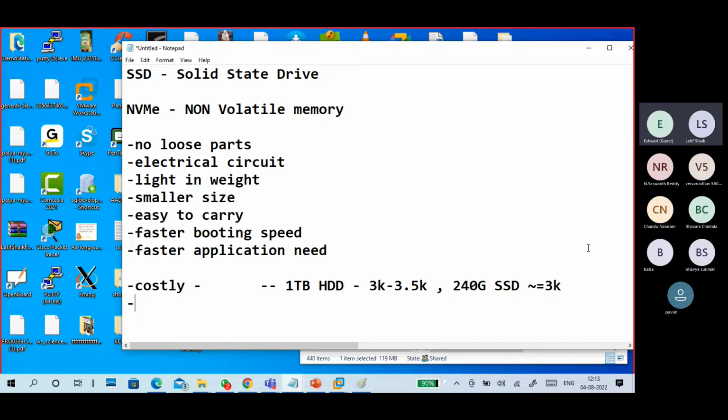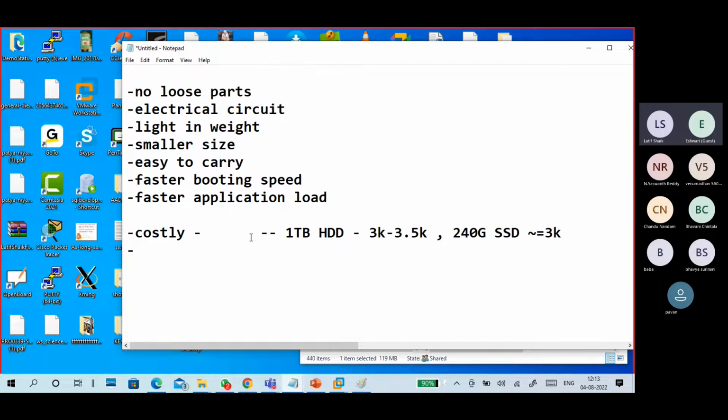No loose parts, electrical circuit, light in weight, smaller size, easy to carry, faster booting speed, faster application needed. But it is costly. That is a major important point.